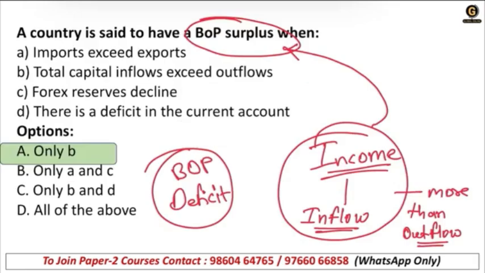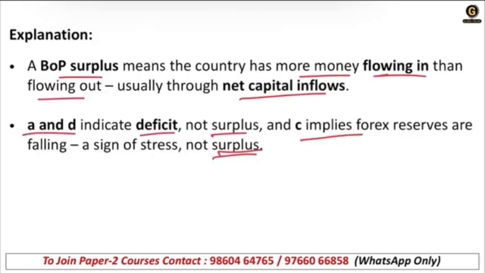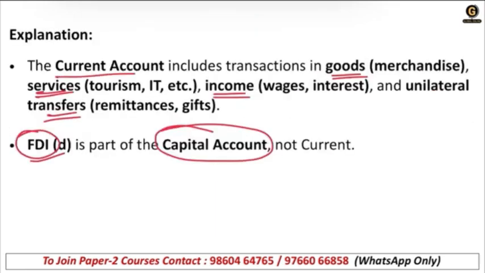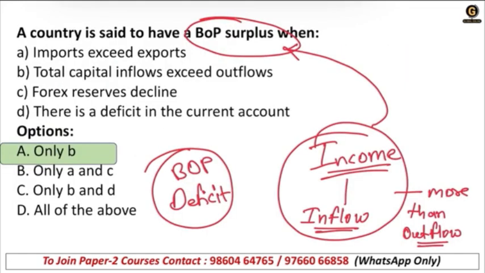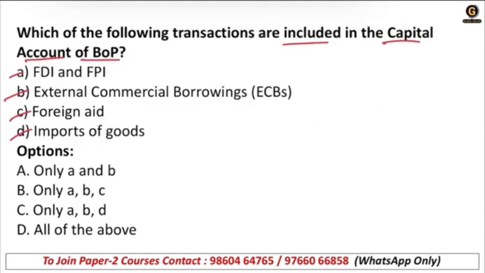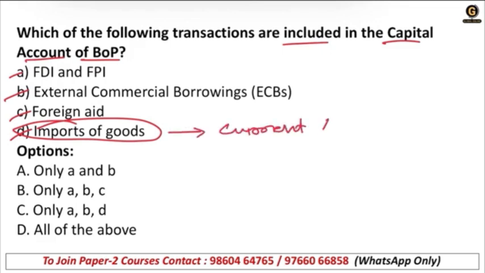See, I think here, what does the current account include? Goods. And this question is asking about the exact thing, imports of goods. No, it is not considered in the capital account. It is considered in the current account.